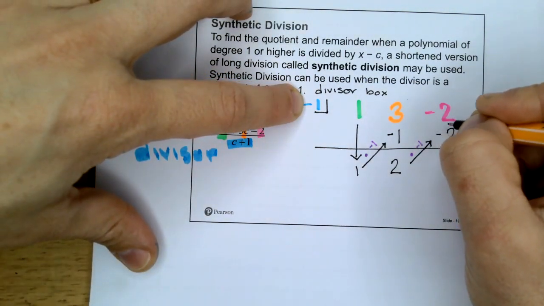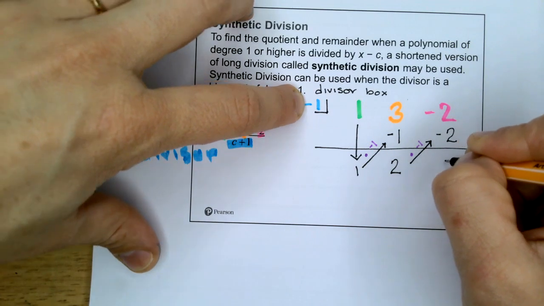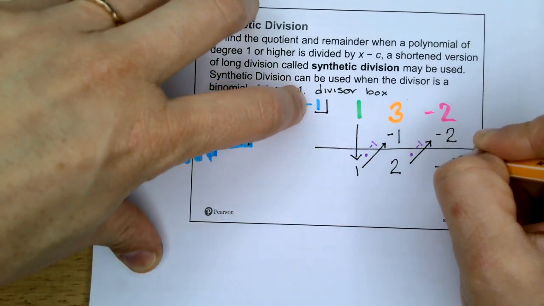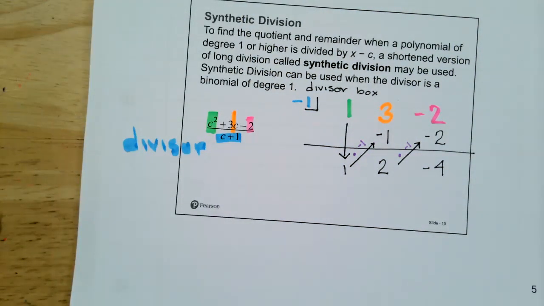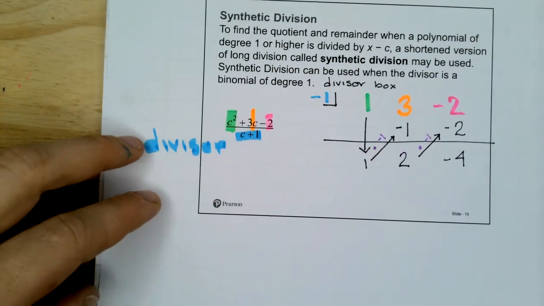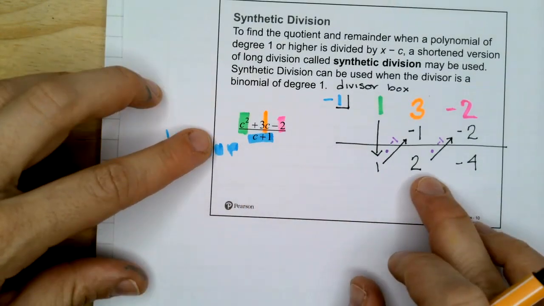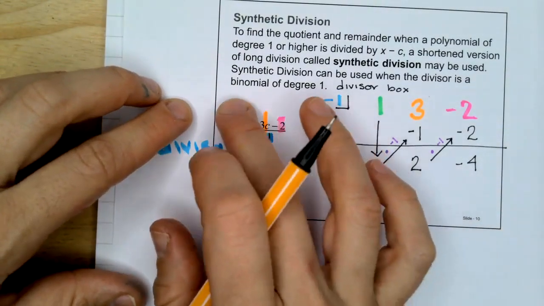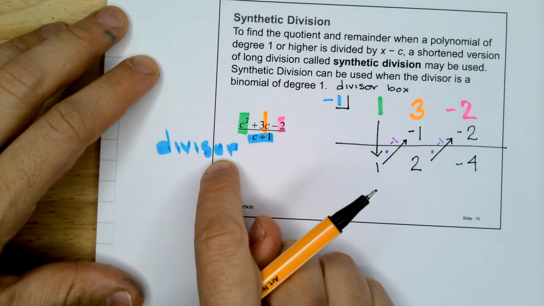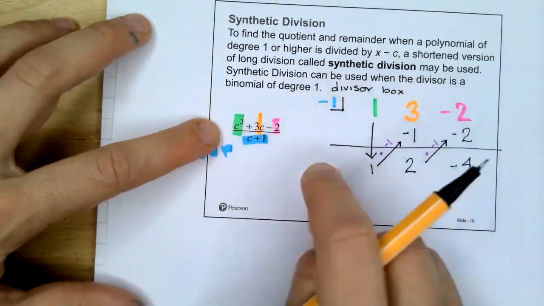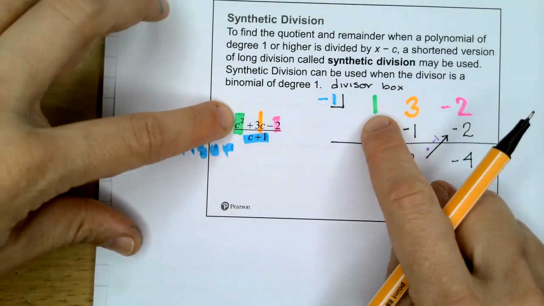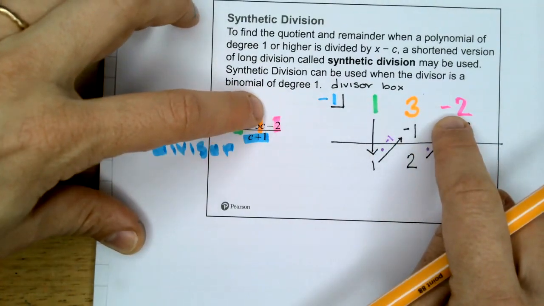Good? -2 plus -2 is a -4. That is the end of synthetic division. Now you just have to put it back into the same form as the divisor and the dividend. So we have c squared plus 3c minus 2. We accounted for each of those. There's the c squared, there's the 3c, and there's the -2.